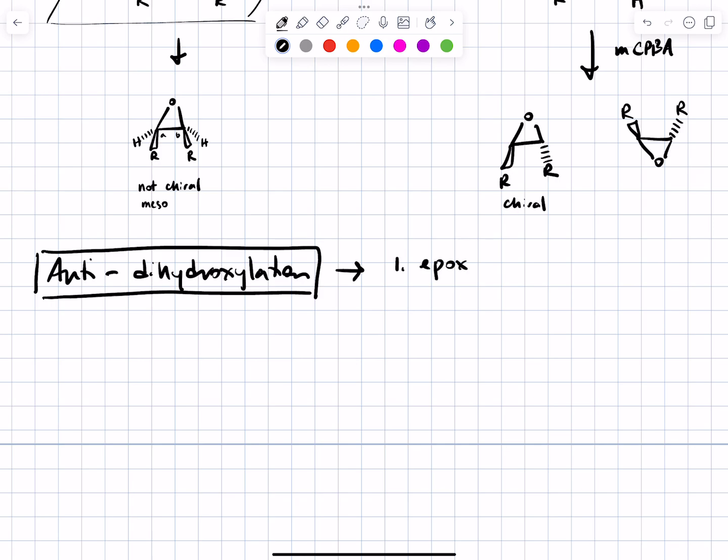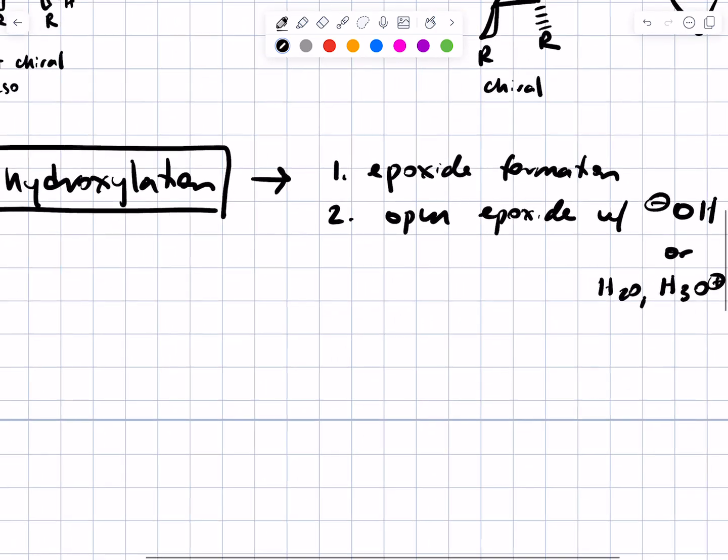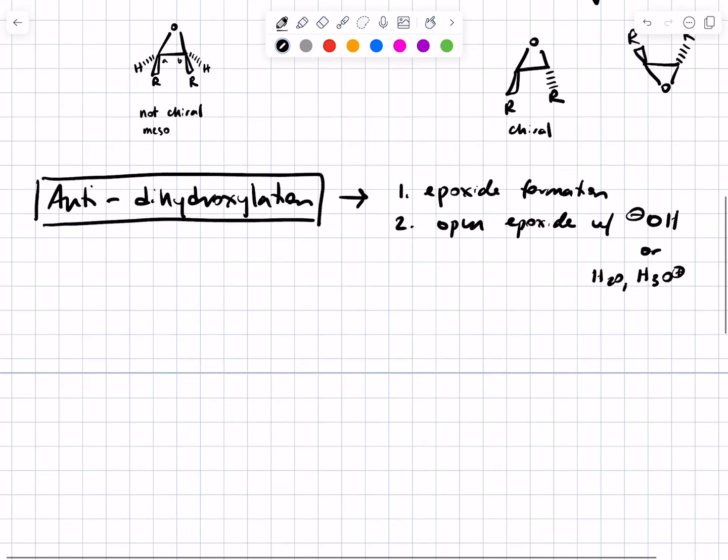You're going to make the epoxide, and then you're going to open the epoxide with OH minus. And actually, you could also do this with water under acidic conditions. It turns out not to matter. But let me show you what we're talking about.